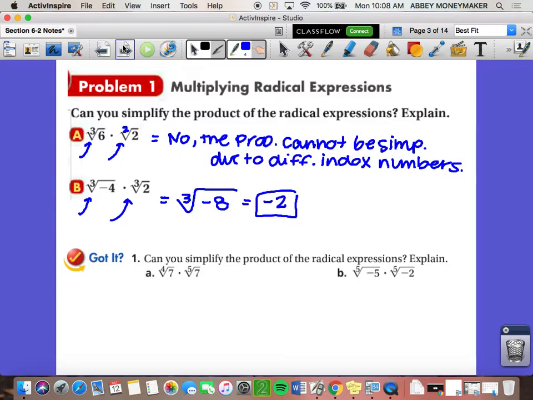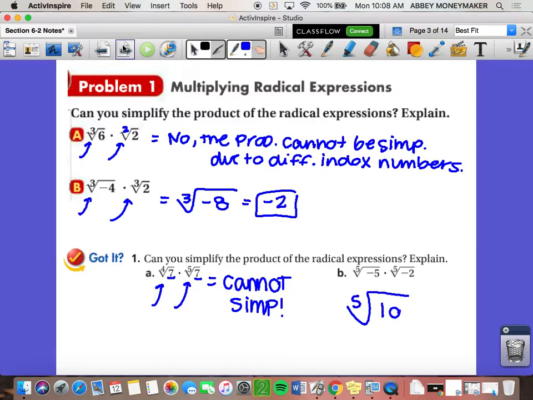So on the bottom here, if you want to try to do these on your own, we encourage you to. Otherwise, you can go ahead and stay right here. The index numbers are not the same. Even though the radicands are the same, the index numbers are not the same. So we would say cannot simplify. But on part B, we can go ahead and simplify because our index numbers are the same. So that would give me the 5th root of 10, and there's no 5th root that goes into 10, so that is my final answer.